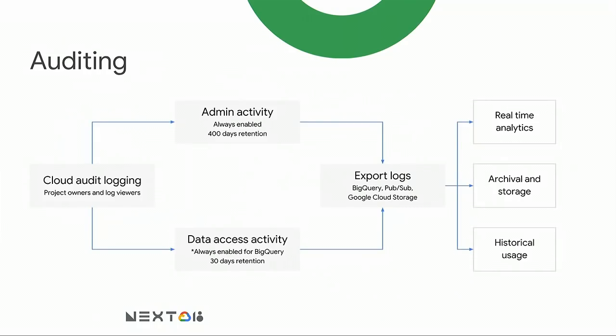Let's talk about compliance. From an auditing perspective, BigQuery provides mainly two types of logs: admin activity and data access activity. Admin activity keeps information about schema changes, schema creation, data set creation, table creation, etc. These logs are available for 400 days. Data access activity logs are available for 30 days, and that keeps information about who is accessing what kind of data or what kind of data is getting modified.